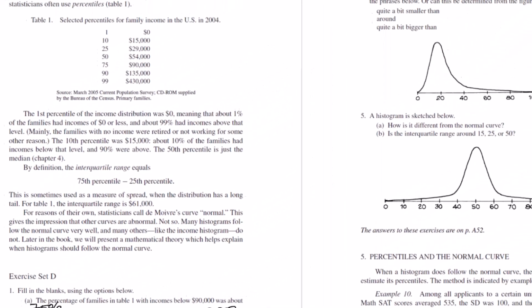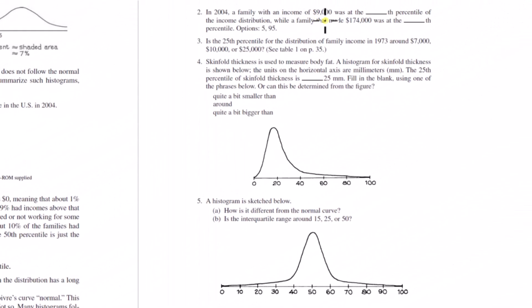In 2004, a family with an income of $9,000 was at what percentile of the income distribution? Okay, so it gives us options here. Well, this is not going to be 95. It's going to be the 5th percentile. It's definitely not going to be 95, so it has to be 5th. It's going to be a low percentile.